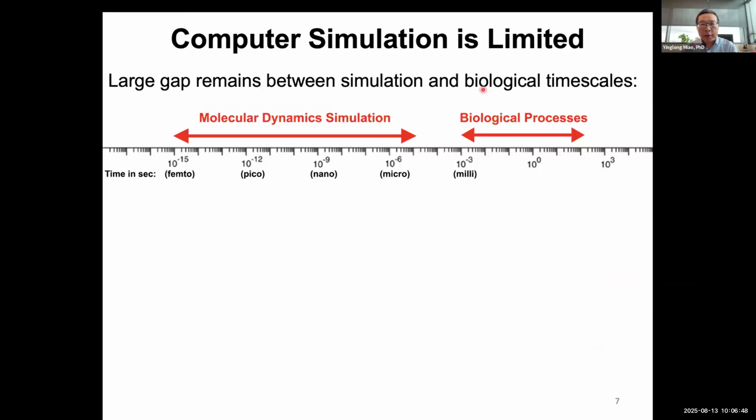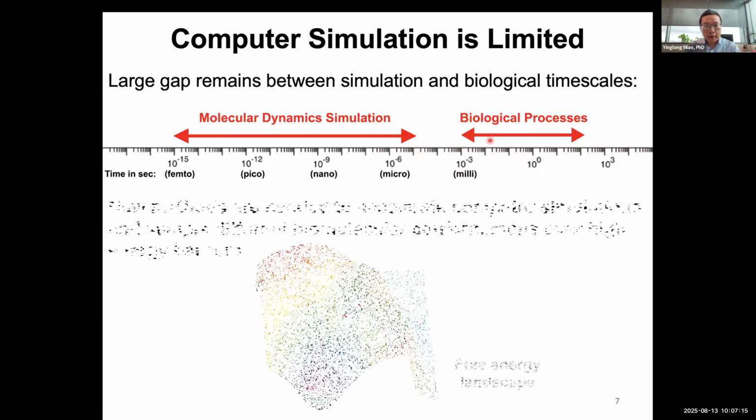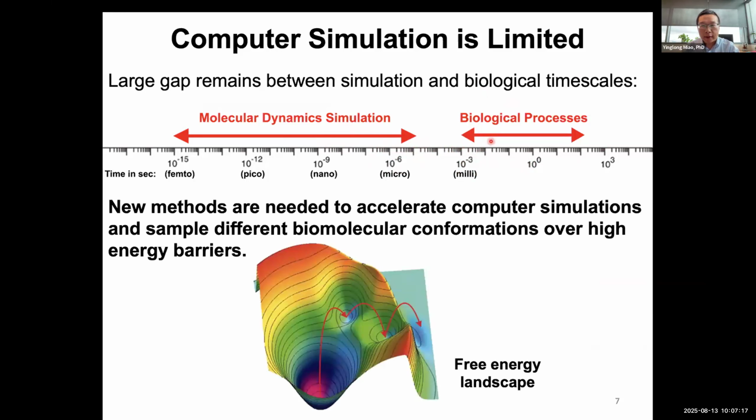However, MD has a limitation. Even with our fastest supercomputers, we normally run MD simulations up to microseconds or tens of microseconds. On the other hand, many biological processes, like ligand binding and unbinding, could take milliseconds to seconds, even longer timescales. So we have a large gap between the timescales of our simulations and those of biological processes. Then we want to develop new methods to speed up the simulations and bridge the gap.